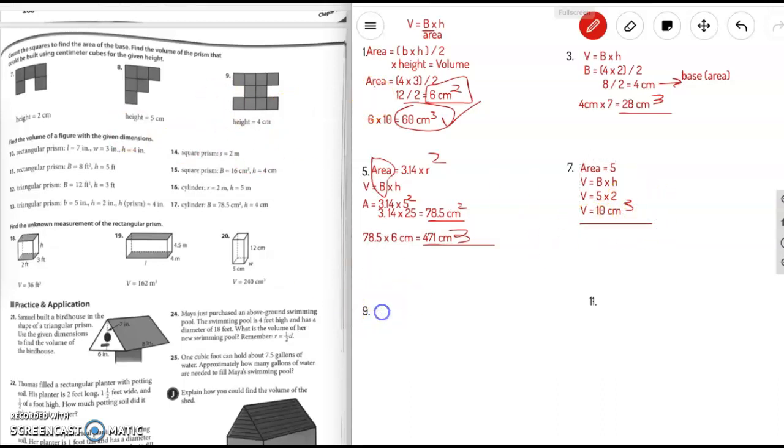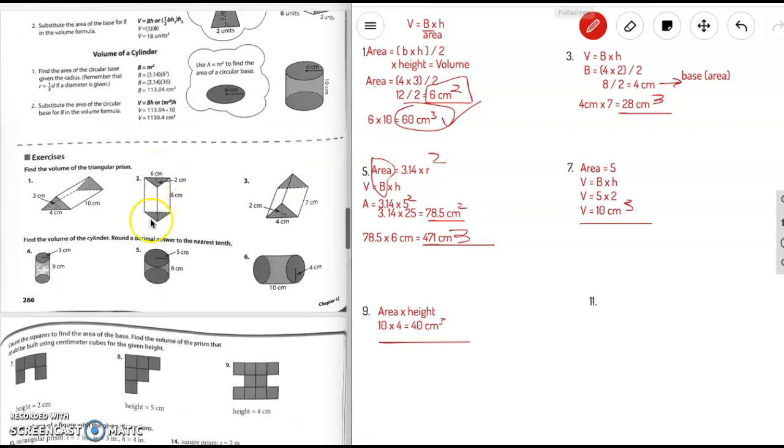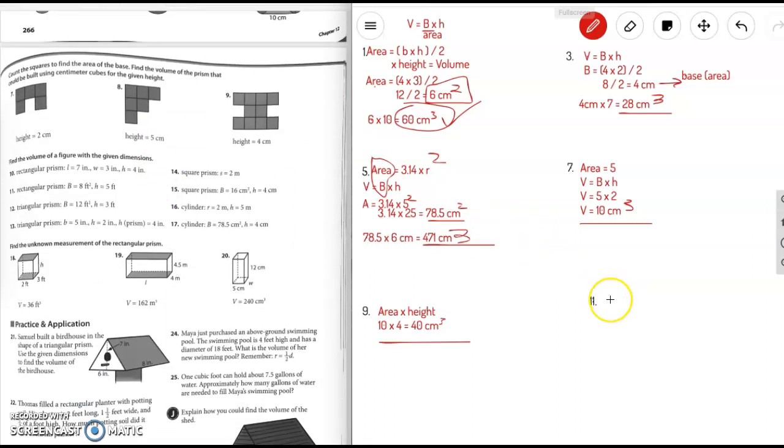Number 9, same thing, just going to do area times height, right? Area, 1, 2, 3, 4, 5, 6, 7, 8, 9, 10. Height, 4 centimeters. That gives us 40 centimeters cubed. So you just gotta count the number of squares and multiply it by the height. Find the volume of a figure with the given dimension. Same thing, they're just not giving us the pictures. Okay. Number 11, rectangular prism.